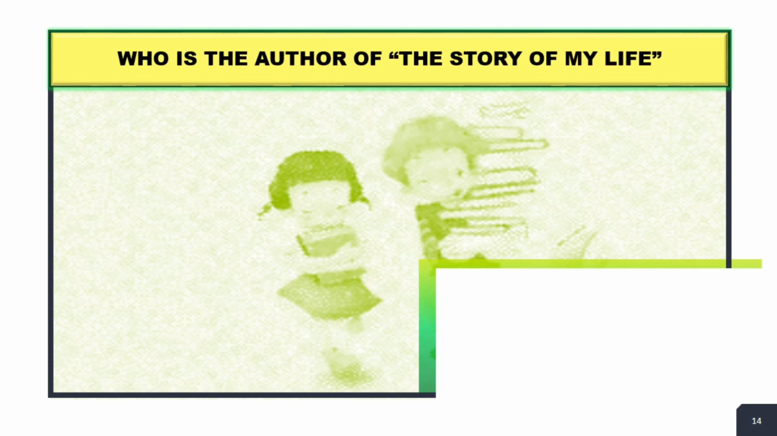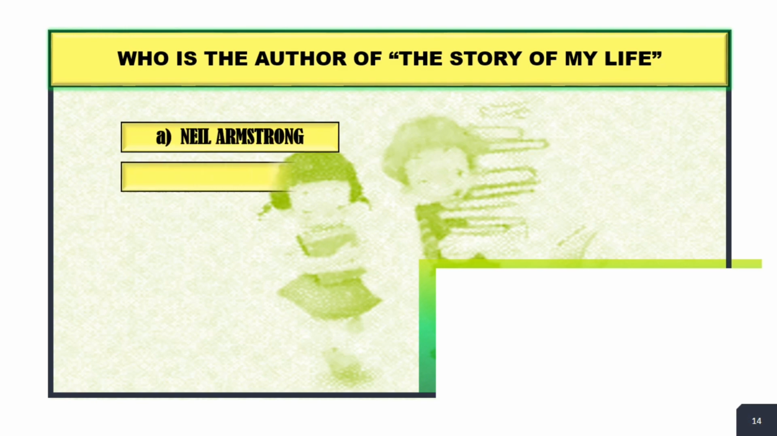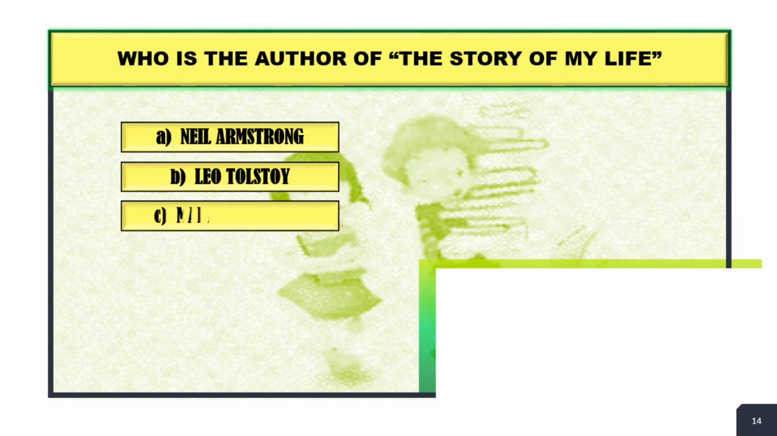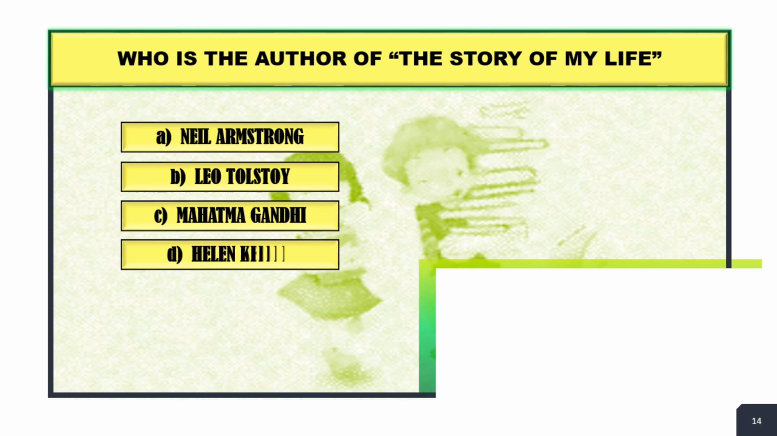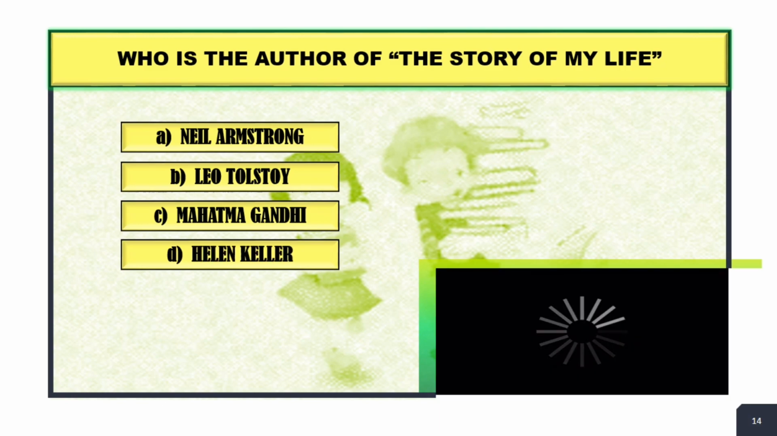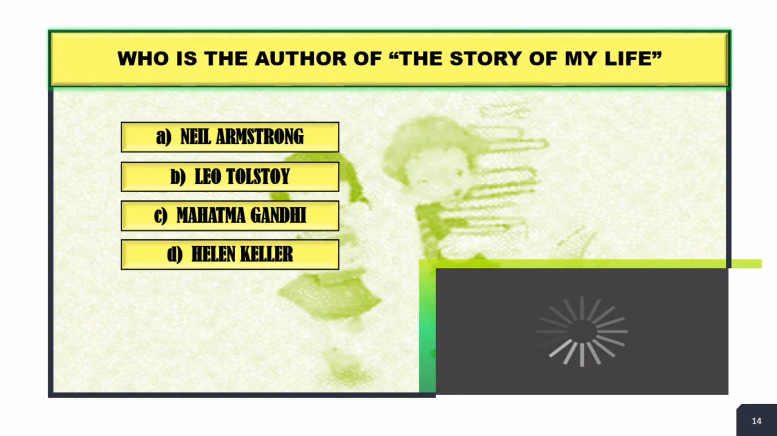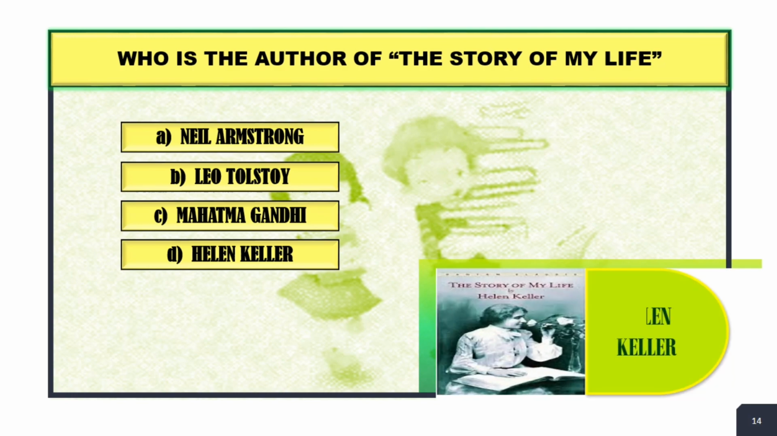Number 14. Who is the author of The Story of My Life? A. Neil Armstrong. B. Leo Tolstoy. C. Mahatma Gandhi. D. Helen Keller. The answer, Helen Keller.